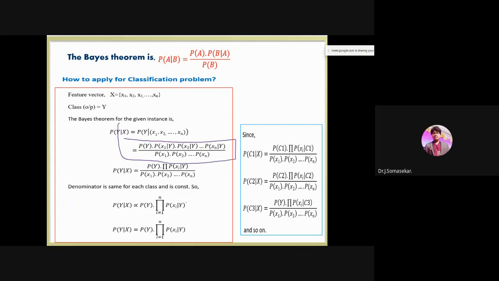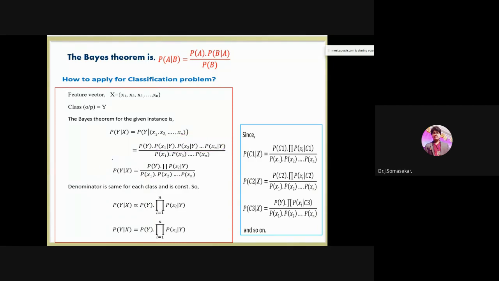So this is clear. Now this can be written as the probability of Y into the product. We can write the product of P of Xi given Y, as i varies from 1 to n. So no need to specify explicitly. Understood that? So this entire thing we can write as a product of P of Xi given Y, divided by P of X1, X2, and so on, P of Xn. So this is P of Y given X.